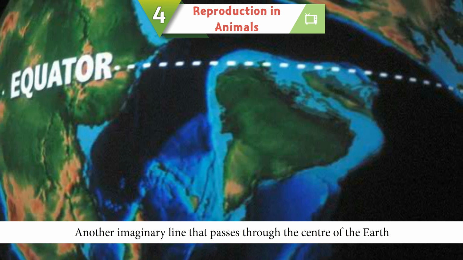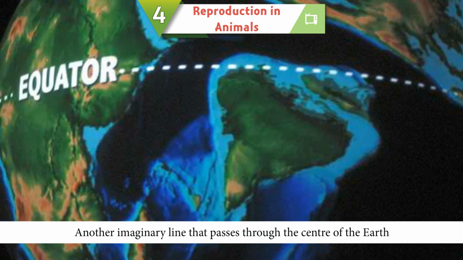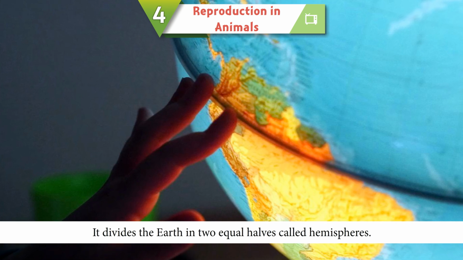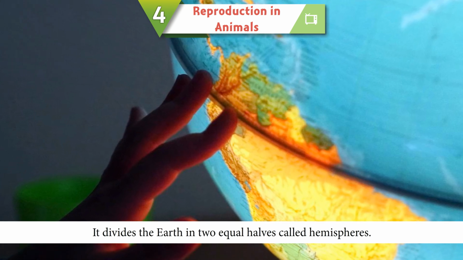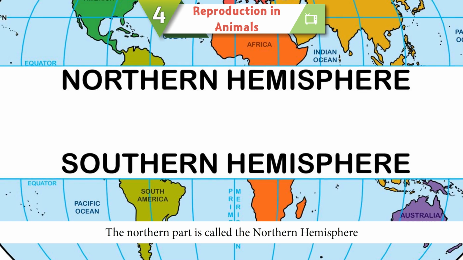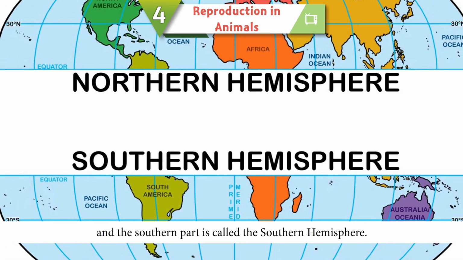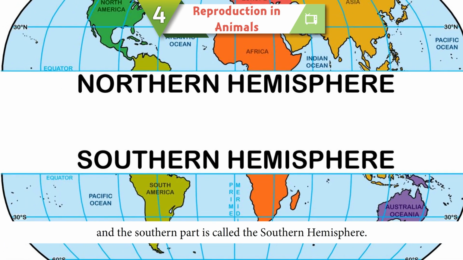Another imaginary line that divides through the center of the Earth is called the equator. It divides the Earth in two equal halves called hemispheres. The northern part is called the northern hemisphere and the southern part is called the southern hemisphere.